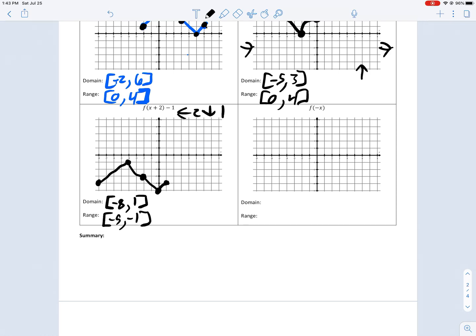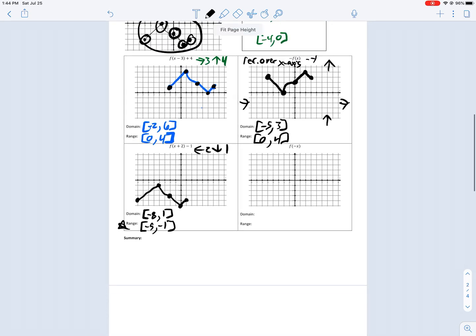Again, smallest number on the left, biggest number on the right. Domain is left to right, range is from bottom to the top. Again, the range is kind of the tricky one because we don't read bottom to top, we read top down. So you gotta be careful with the range.